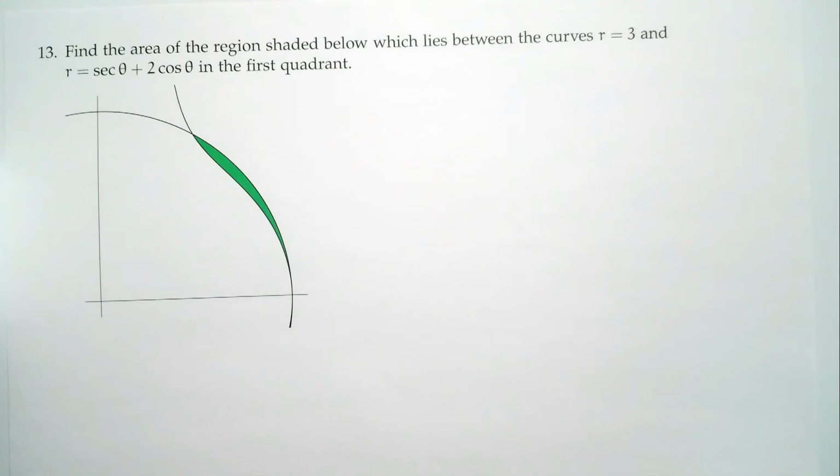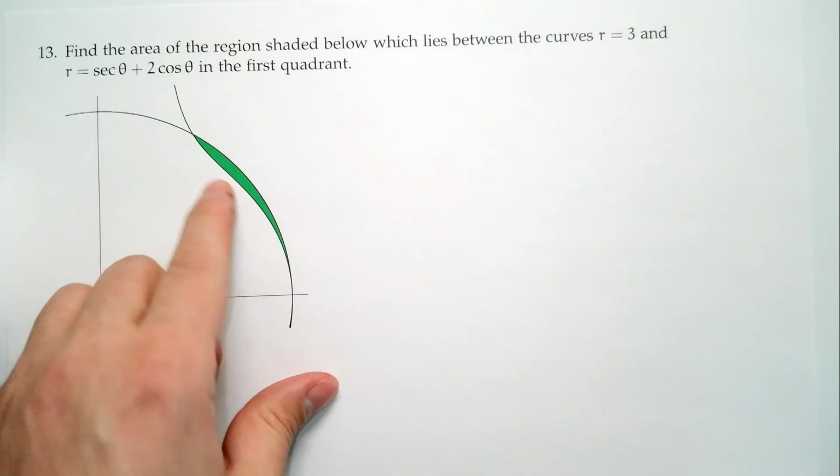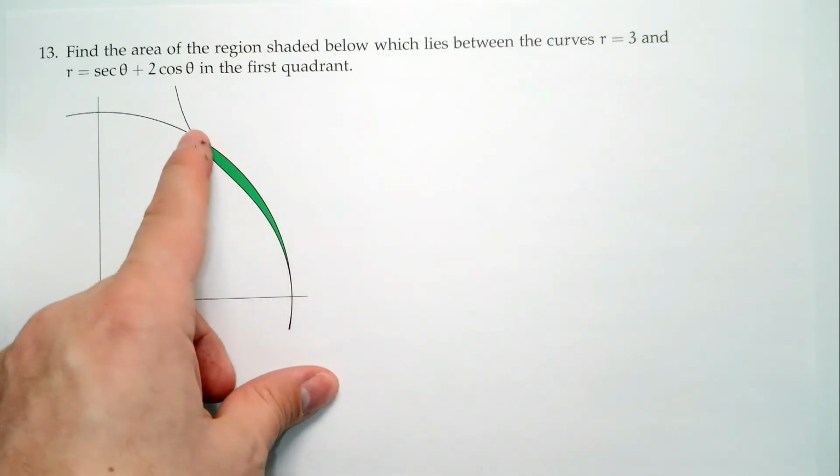Find the area of the region shaded below which lies between the curves r equals 3 and r equals secant theta plus 2 cosine theta in the first quadrant. It's a little tiny sliver. You can barely see it, but it's right there. It's this green piece right here.